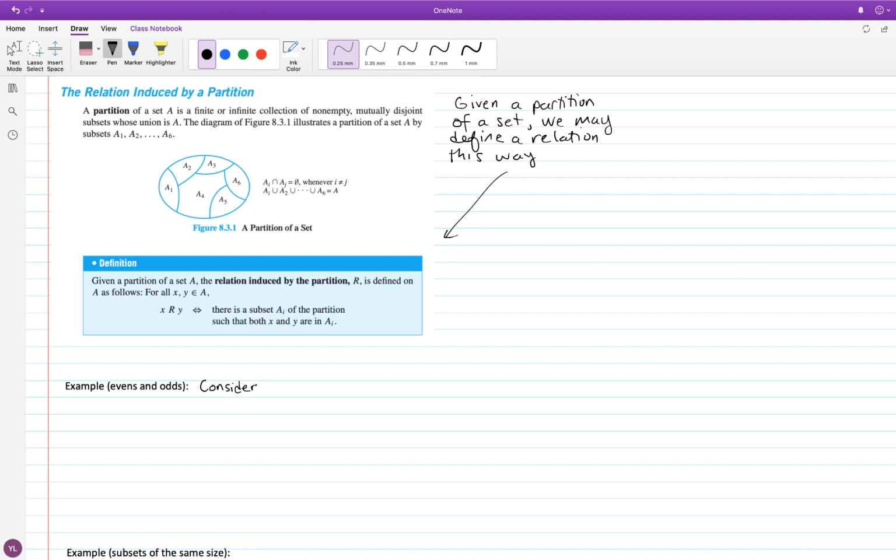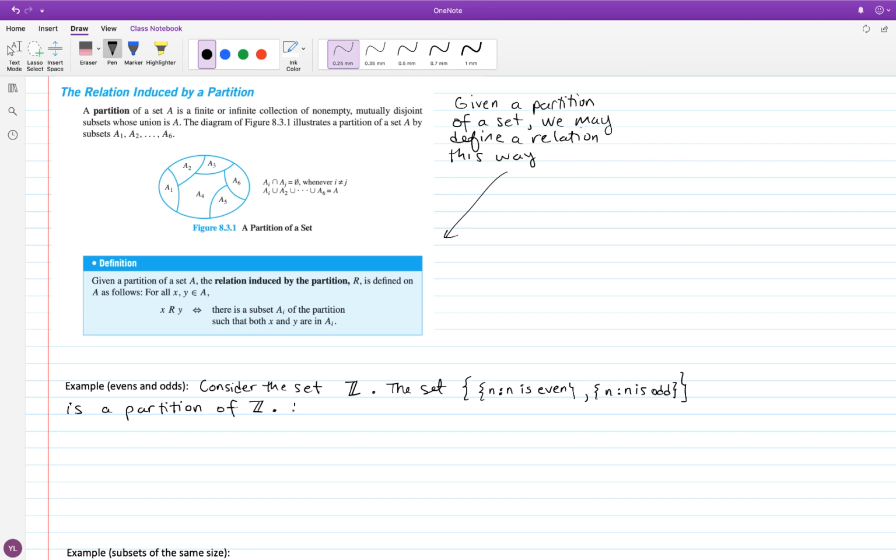So for example, take the integers and split them into the evens and the odds. Then that's a partition. We've seen that before. Let's use this definition to define a relation on the integers, which is defined from the partition. I usually write the partition as a set itself, a set that consists of the subsets that form the partition. So I've written out here the partition of the set Z into two sets, the evens and the odds.